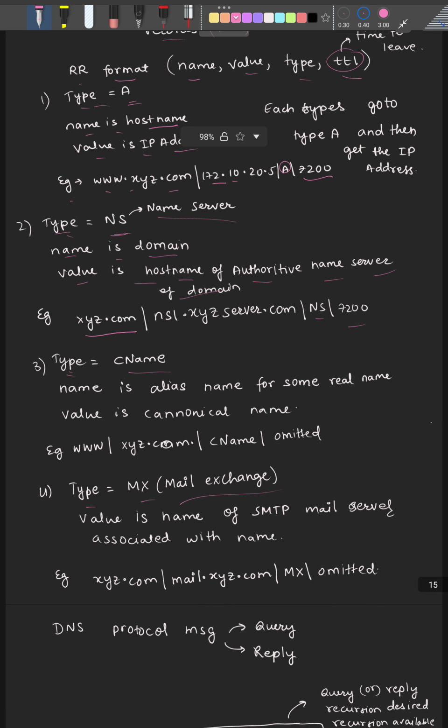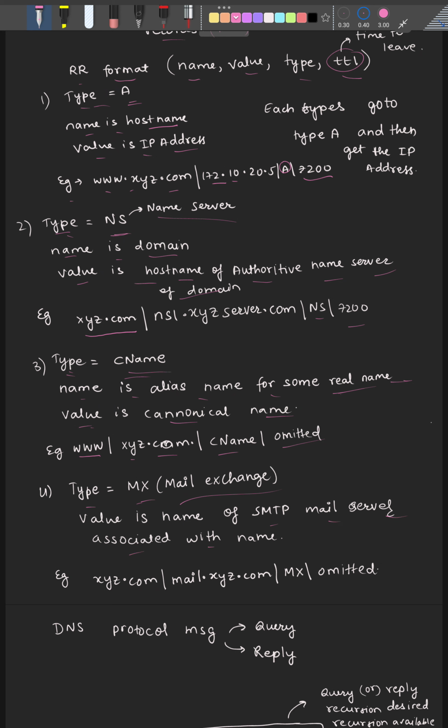Then we have type CNAME, in which the name is an alias name for some real name, and the value is the canonical name. Let's take an example. In this, the name is www, the value is xyz.com, and the type is CNAME, and the TTL is omitted here.